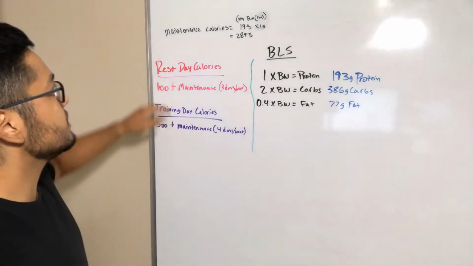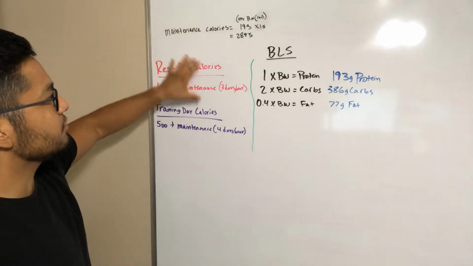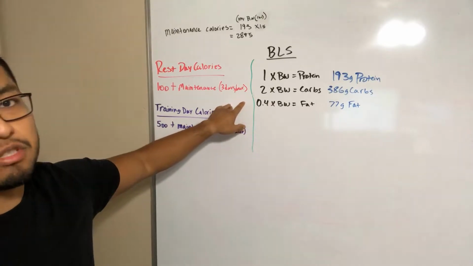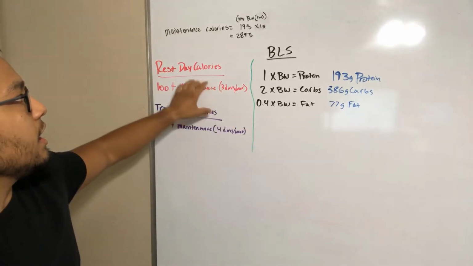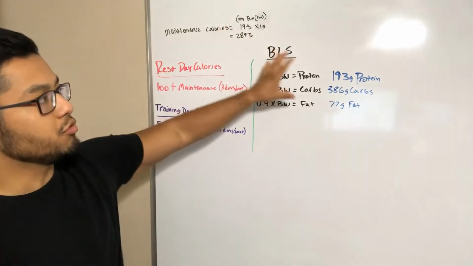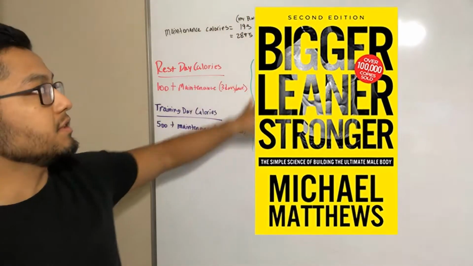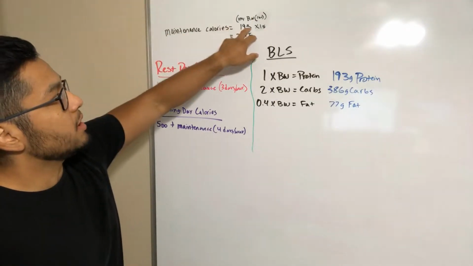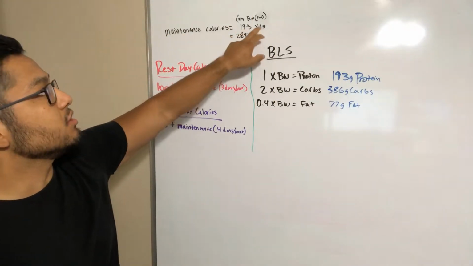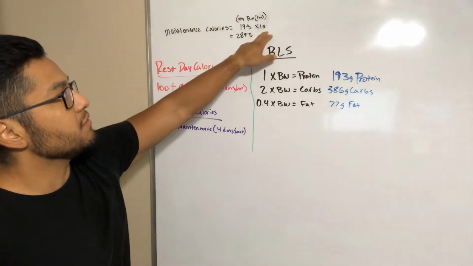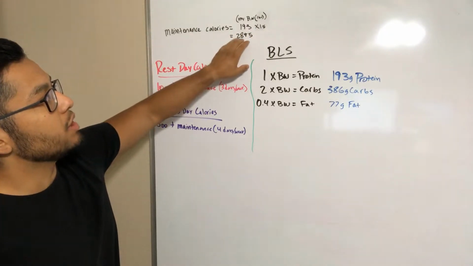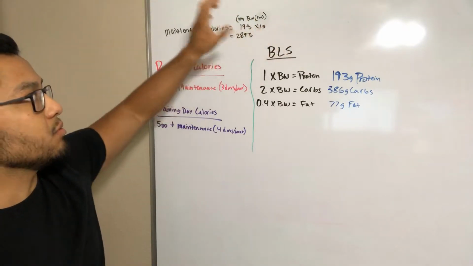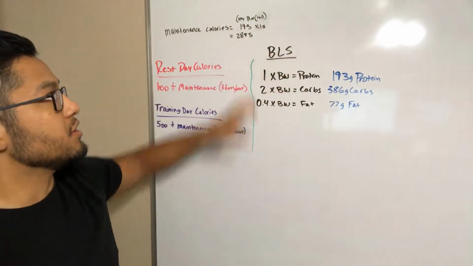Alright, so the first method is the cycling of calories throughout the week, based on your rest days and how many times you train. I am going to start with this side first, and then we'll move on to the Bigger, Leaner, Stronger side of things. Just to let you know, I'm weighing in at about 193 pounds. To get my maintenance calories, I just multiply that by 15, which equals about 2895. This is a rough estimate, not exact, but we're just going to use this number for the purpose of this video for now.